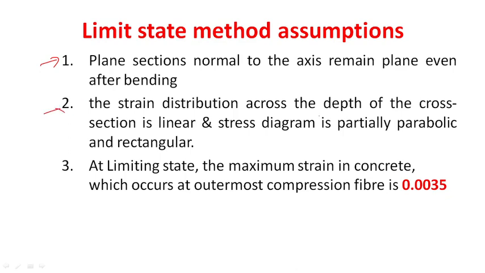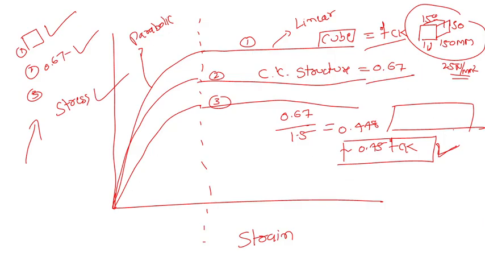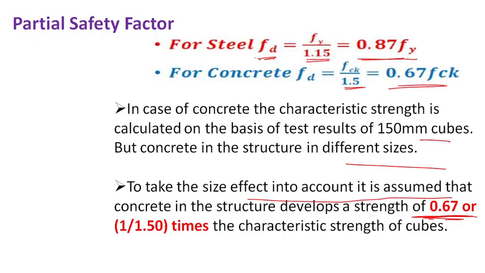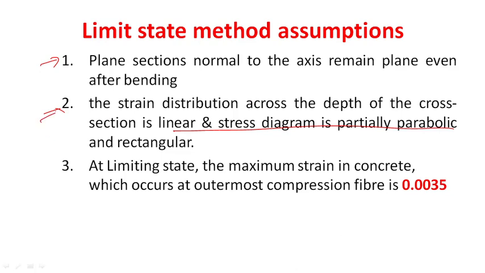The strain distribution across the depth of the cross section is linear and the stress diagram is partially parabolic and rectangular. Right? This one we have just studied. Linear, and this is parabolic. This is parabolic and this is linear. Exactly correct. We will get the results on that only. So the second point you have also already understood in our stress strain curve of the concrete.